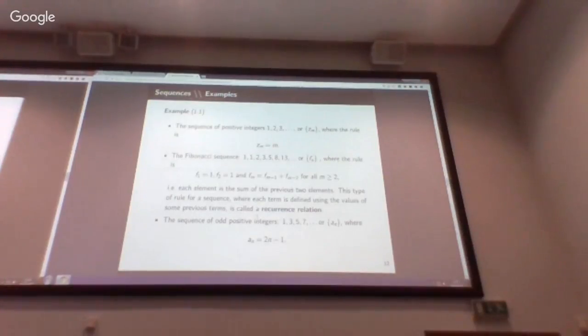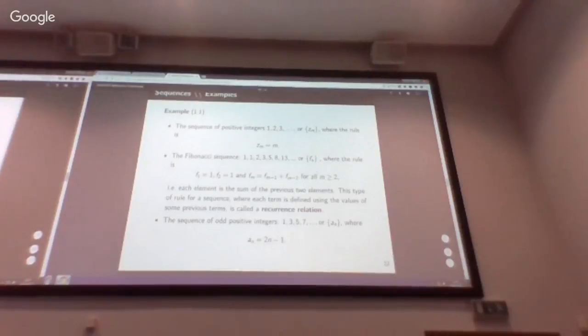Now, I went through these slides yesterday. We looked at some examples: the sequence of integers, the Fibonacci sequence, the sequence of odd integers. And sometimes these had a nice formula for the nth element of the sequence in terms of the value of the index. Zn equals n for the sequence of integers. An equals 2n minus 1 for the sequence of odd integers. I'm just going rapidly through this. We did this yesterday.